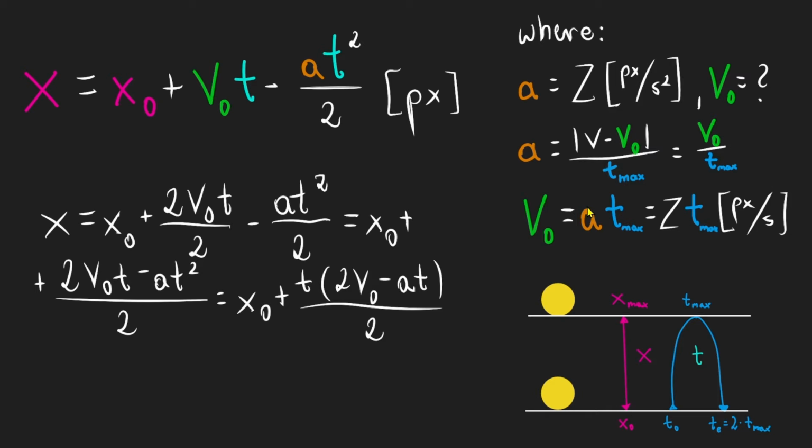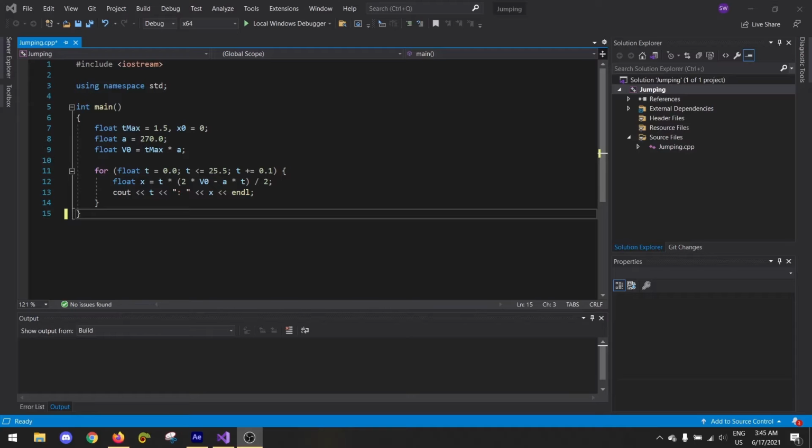We have everything needed to use our decelerated motion formula. We can simplify it a bit and we're left with: the current x position is equal to the initial x plus time delta times, in brackets, doubled initial velocity minus acceleration times time delta, all this divided by 2. So finally we've got it.